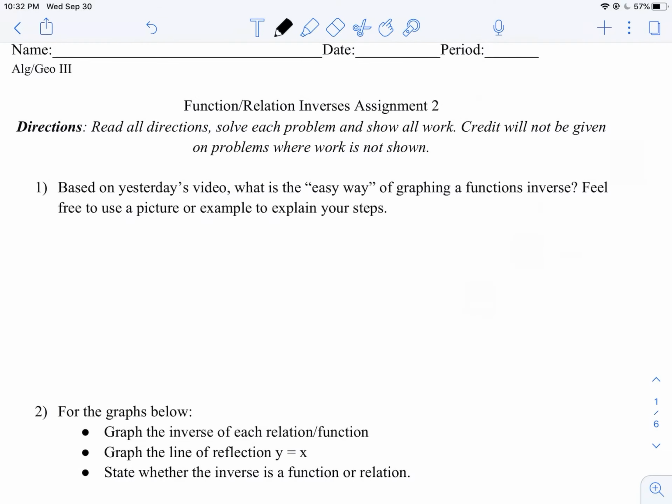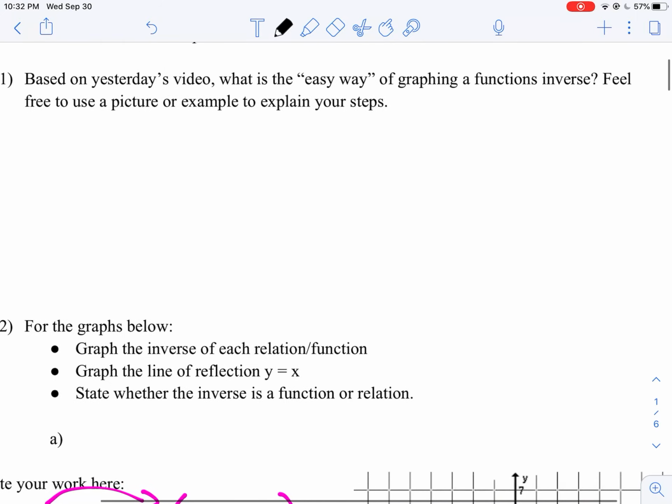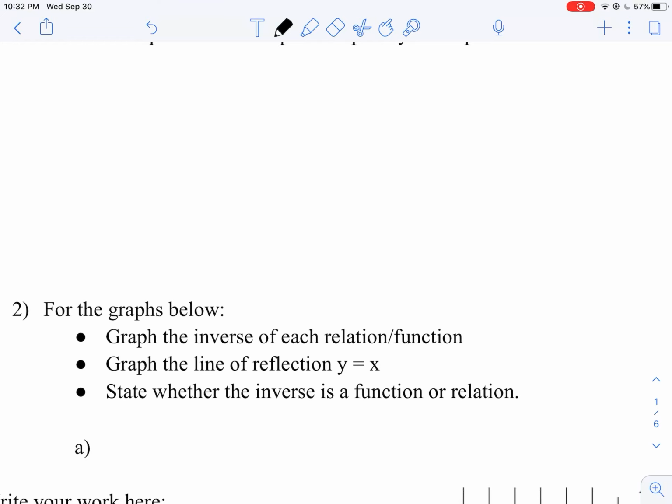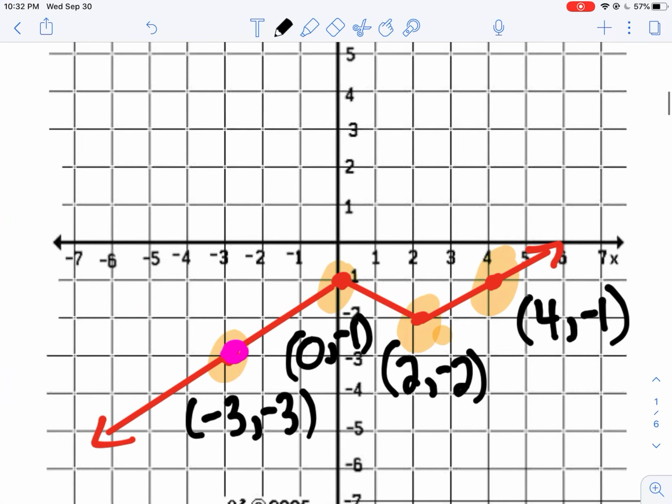Okay, we're going to be getting some practice today, graphing inverse of functions and relations. So we're going to graph the inverse of each function or relation. And we're going to graph the line of reflection, and we're going to state whether the inverse is a function or a relation. So let's take a look here.